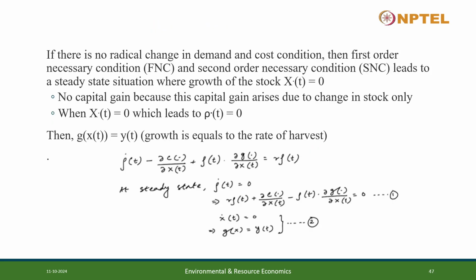Now we are moving forward towards the next part. If there is no radical change in the demand and cost condition, then the first order necessary condition and second order necessary condition lead to a situation where the growth of stock, x dot t, is equal to 0. So there is no change in the demand or the cost, then the change in the stock with respect to time is 0. So no capital gain, because capital gain arises due to change in stock only. So my x dot t equals 0 and my rho dot t equals 0.